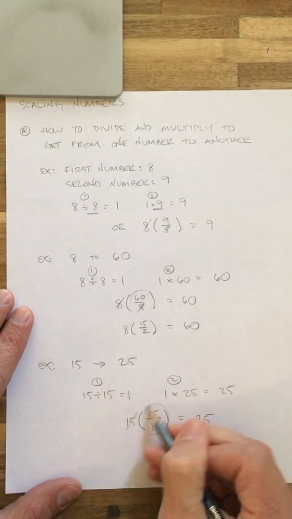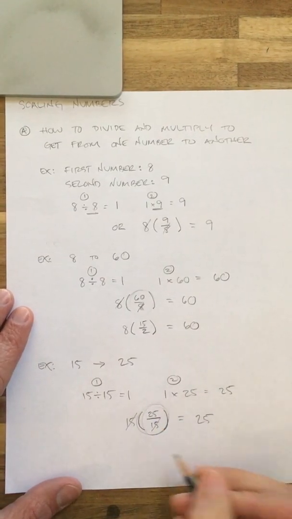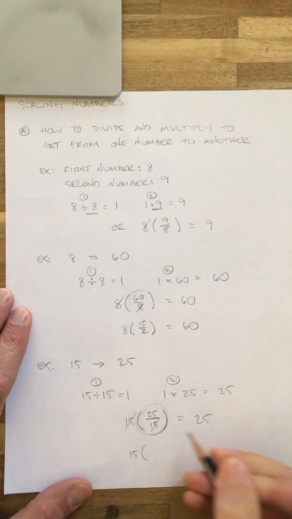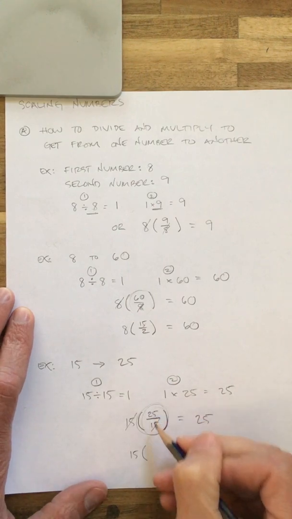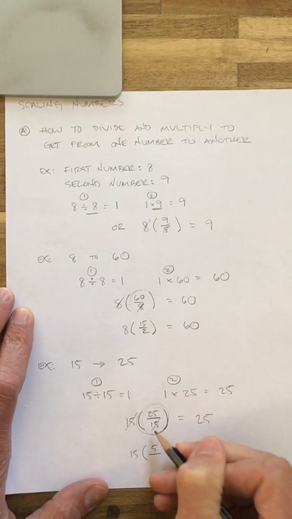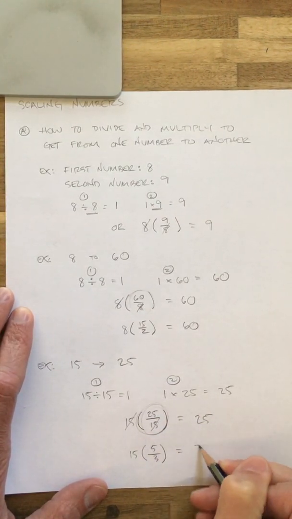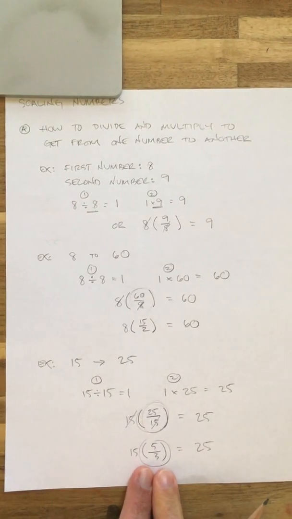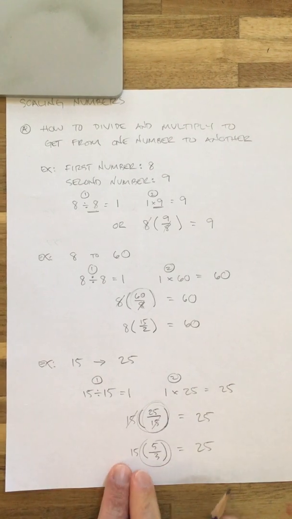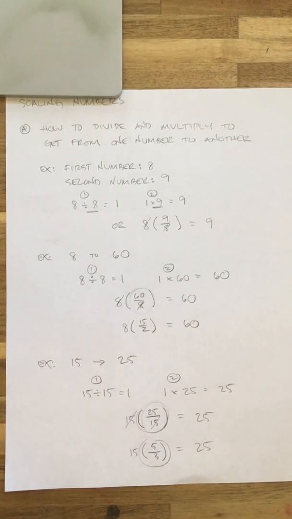But the thing is, we want to simplify this. So what does that simplify to? So this is going to be 15 times, well, what number goes into 25 and 15? That's right, it's 5. So 5 goes into 25 5 times, and into 15 3 times, okay? So that's my answer right there. That's what I'm going to multiply by to get 15 to turn into 25, okay?